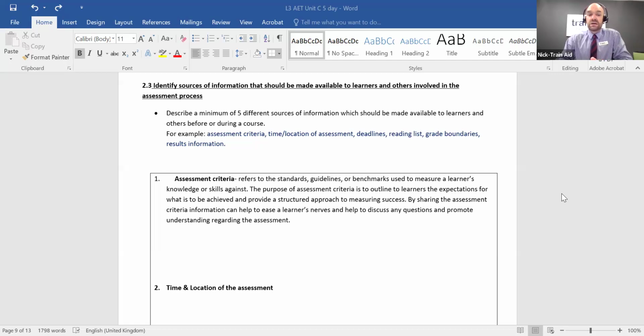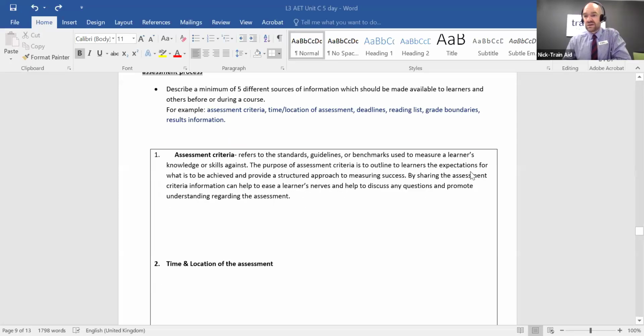So to complete this assignment question, we need to describe a minimum of 5 different sources of information that should be made available to learners and others before or during a course. In other words, we are investigating the information that should be given to learners and also staff members throughout a course to help prepare them for an upcoming assessment.